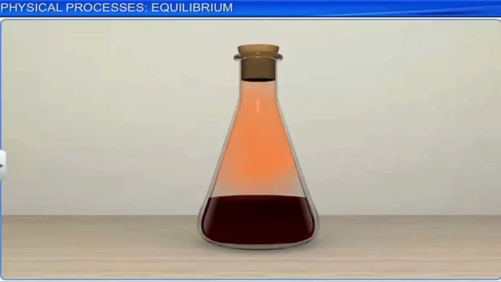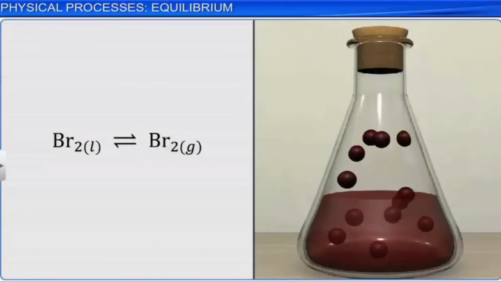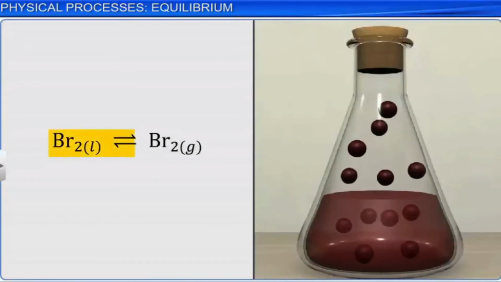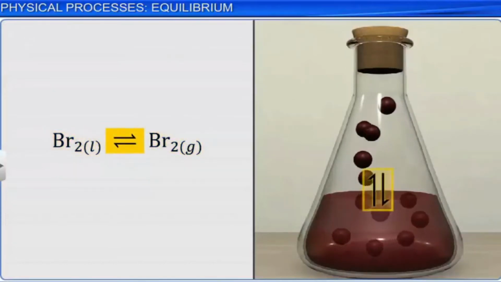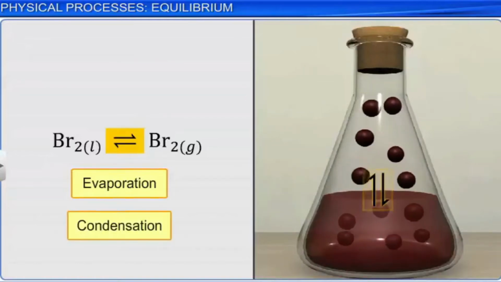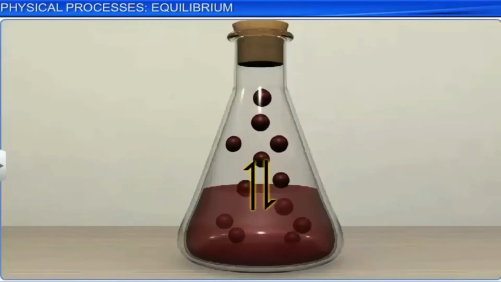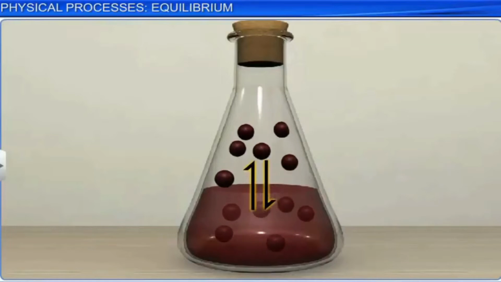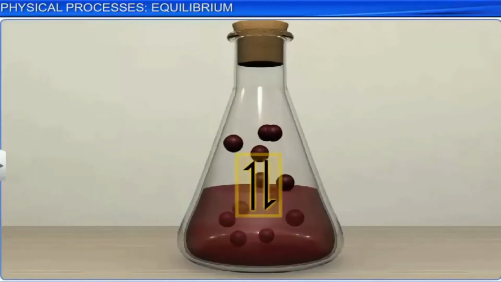The equilibrium of liquid bromine with its vapor may be represented as Br2 liquid in equilibrium with Br2 gas. The pair of half-headed arrows indicates that the two processes, evaporation and condensation, are occurring simultaneously. At equilibrium, the rate at which the particles move from the liquid to the vapor phase will equal the rate at which the particles move from the vapor phase to the liquid.